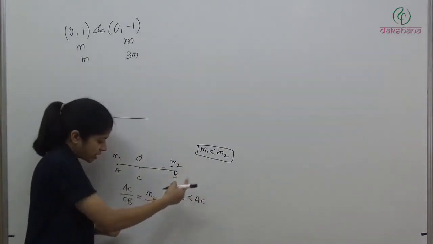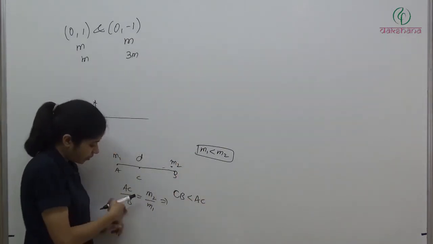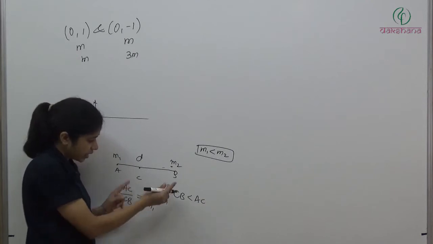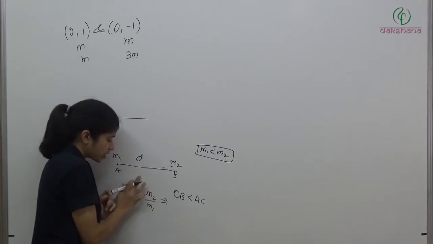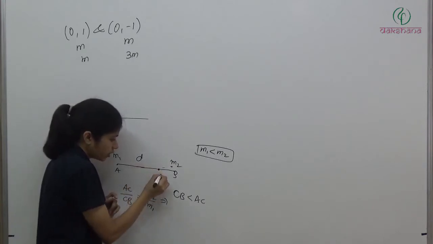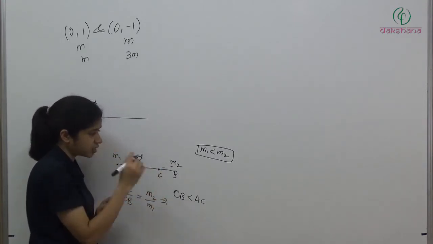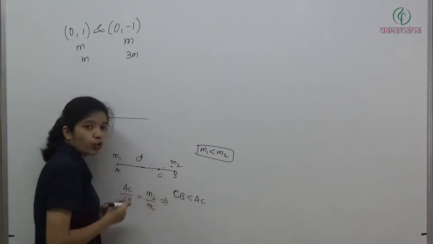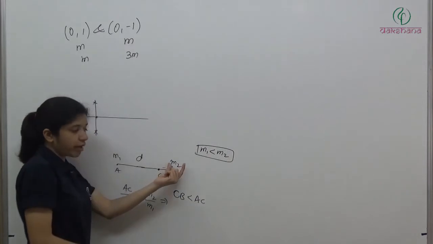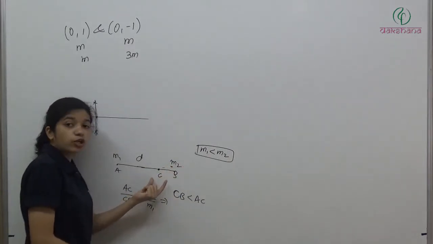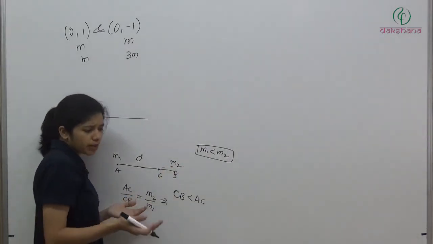If we have m1 less than m2, then we will have CB less than AC. CB is less than AC. It means the CB is smaller. So let's take this point C here. CB is less than AC. It means the center of mass is lying closer to B, closer to M2. So when we have M2 greater, the center of mass is lying closer to that mass. And it is very simple.